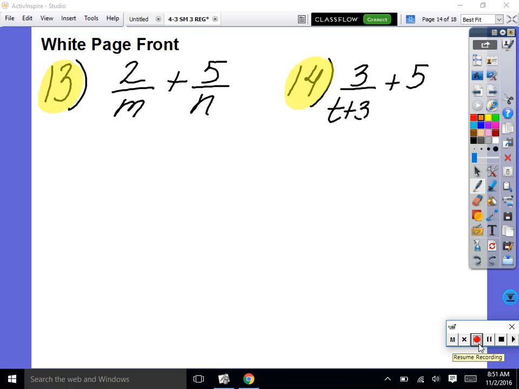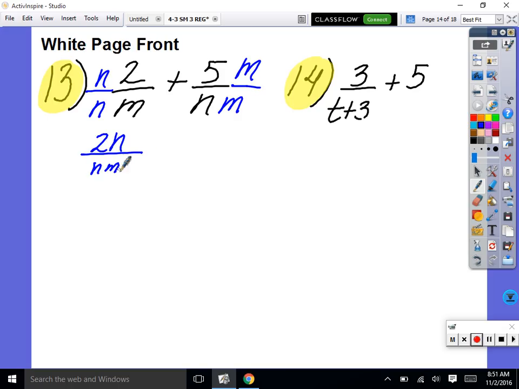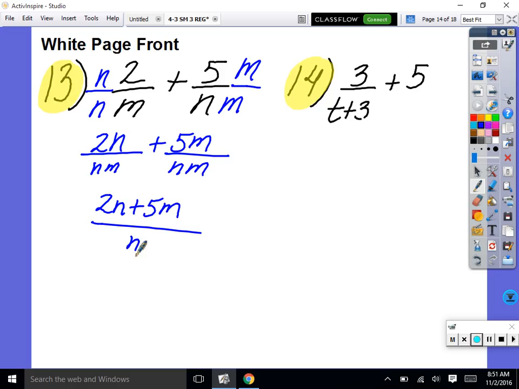Let's do 13 and 14 together. So you say to yourself, oh, to be able to add fractions, I need a common denominator. Don't we need an n over n? M over n. Does everybody see why? Aren't the denominators the same now? So we have 2n over nm plus 5m over nm. Okay, now we can combine them because they're the common denominator. But those are not the same. So we have 2n plus 5m all over nm. Then you would say to yourself, I only can divide out multiplication. There's no factoring here, so it's connected with addition. So there's our answer.